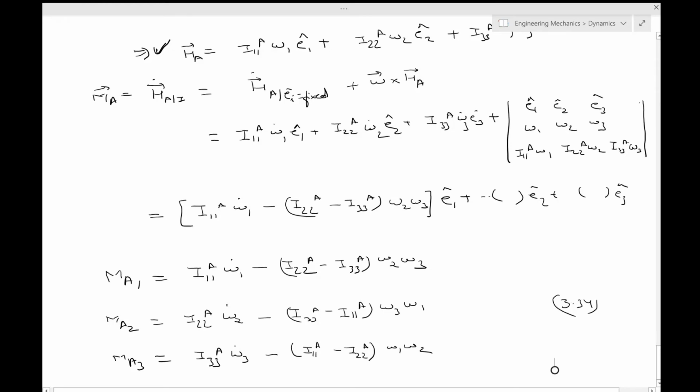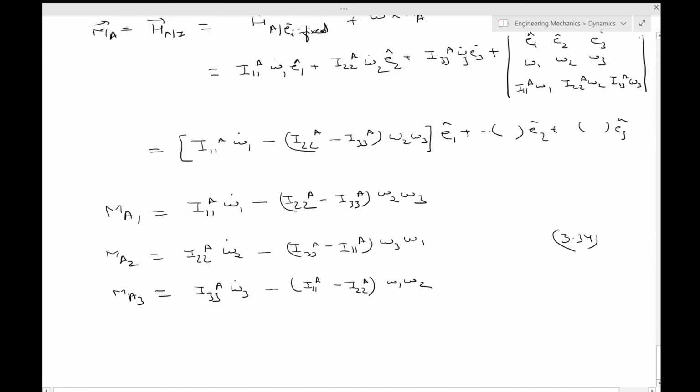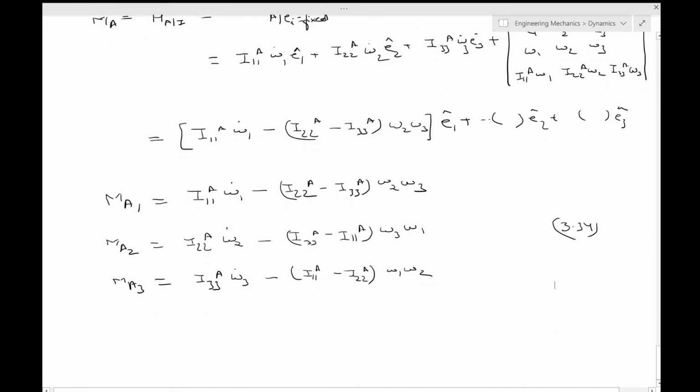Okay, so this is equations 3.34. These are the Euler's equations of motion of a rigid body for a principal axis of inertia at A. So let me just write down. That was essentially the purpose of this particular topic, Euler's equations for three-dimensional motion.